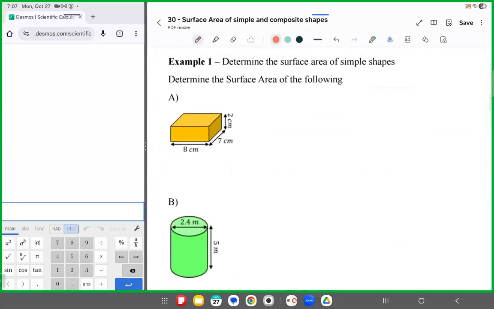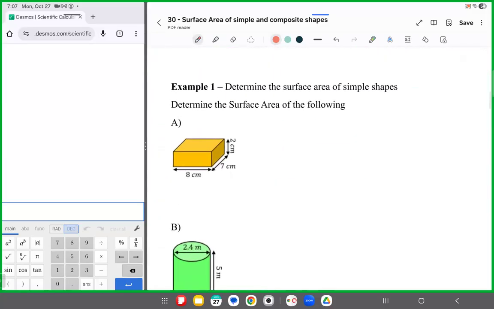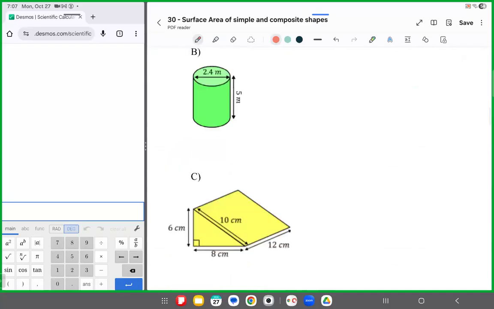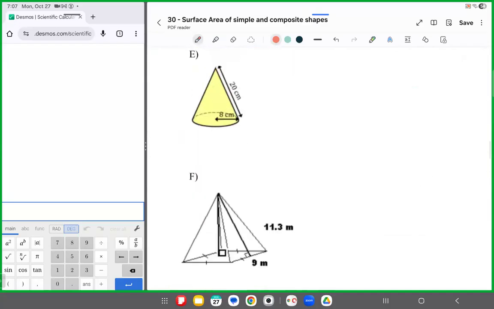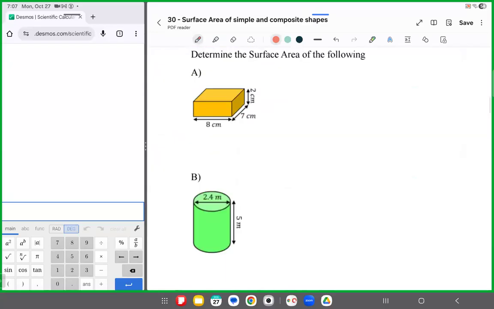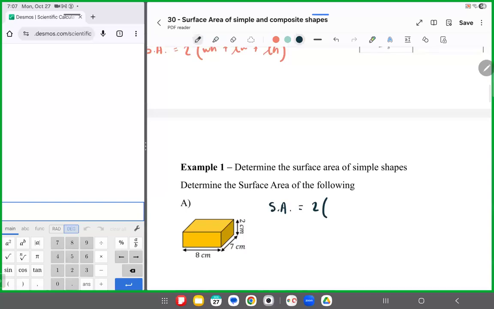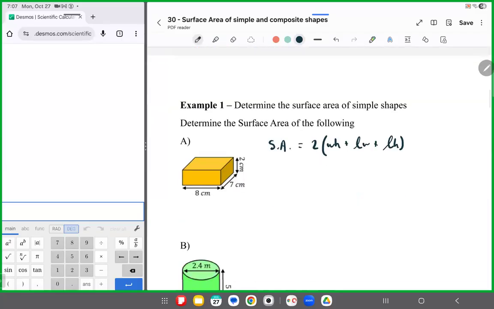So we wish to determine the surface area of the following simple shapes. And we go all the way down to F. Okay, sounds good. So here we have that rectangular prism. So we know that its surface area is equal to 2 times, and I think it was WH, plus LW plus LH. And all you do is just assign a corresponding measurement to each of those variables.